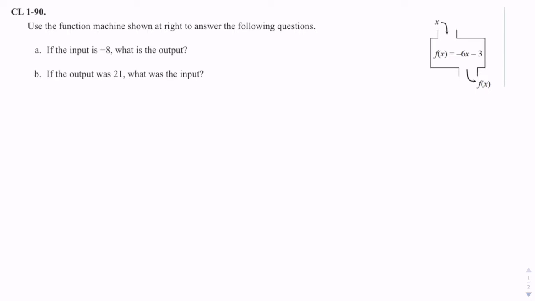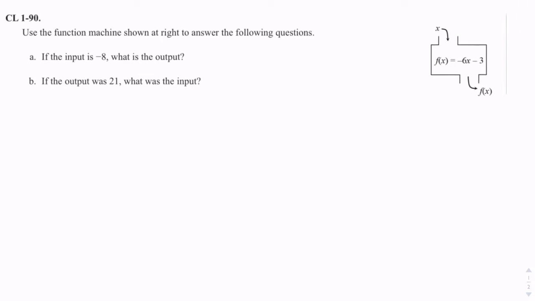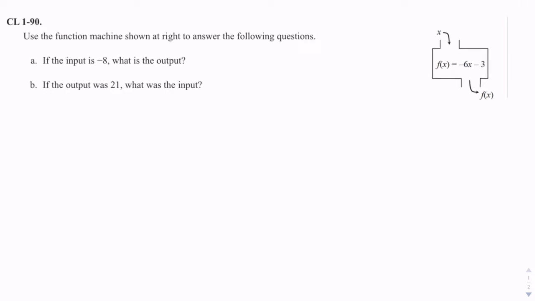Okay, number 90 says use the function machine at the right to answer. So A, if the input is -8, what's the output? They're saying if I put a -8 in up here, what comes out? So A is really saying what is f of -8, right?